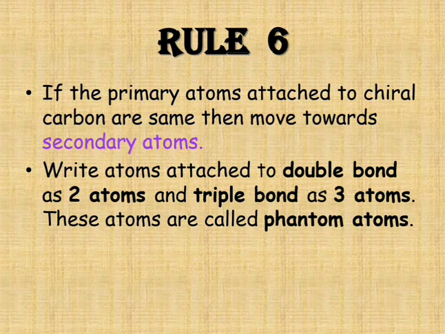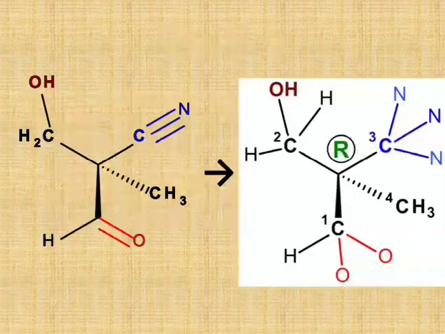If the secondary atom involves a double bond, then we consider it as the atom attached to the carbon by 2 single bonds, and if it's a triple bond, then by 3 single bonds. These atoms are called phantom atoms because we are doing this exercise only for our convenience. There are no atoms called phantom atoms. Let us understand the last rule by this example.